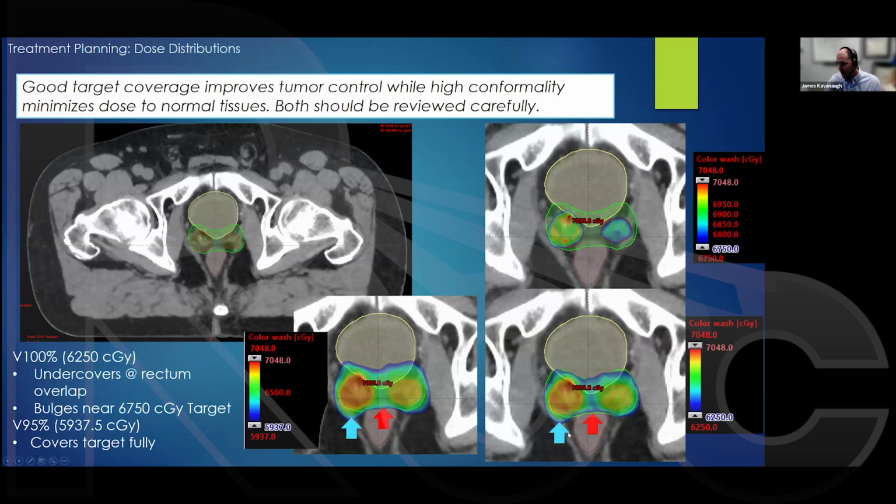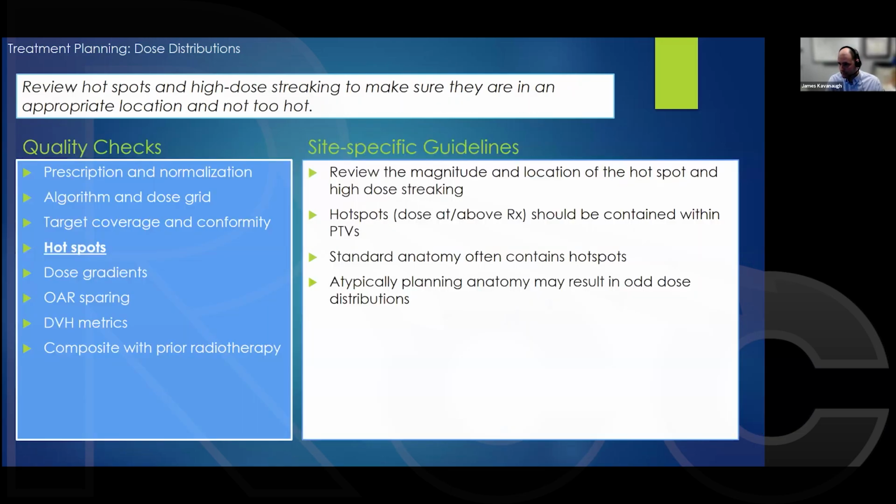Maybe, why is my dose not bulging out close to my high dose target? Or maybe it's bulging out somewhere that there is no high dose target. What's causing that? Those are good questions to ask as a physicist.